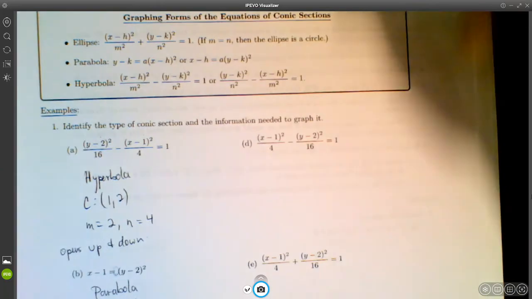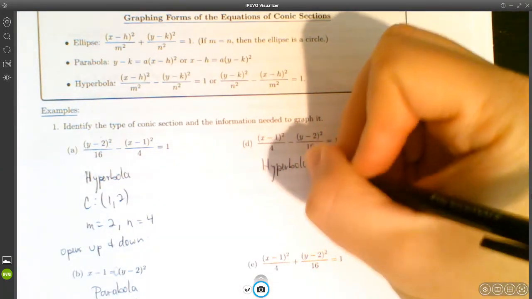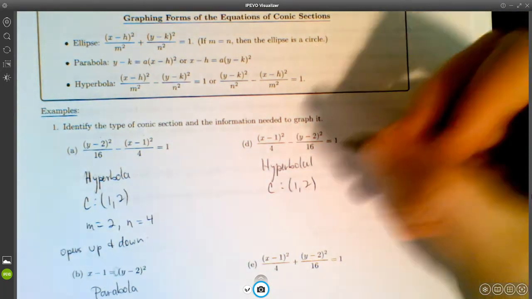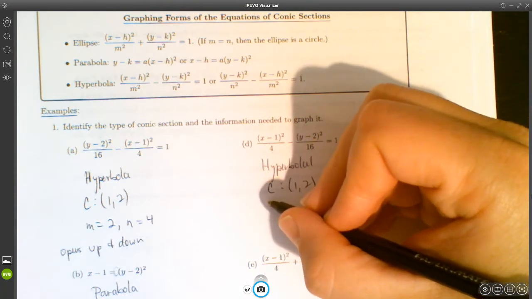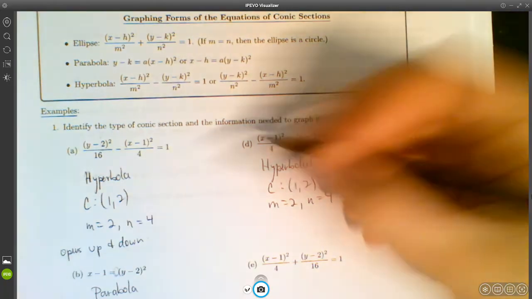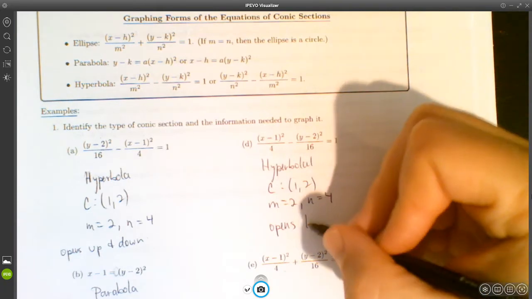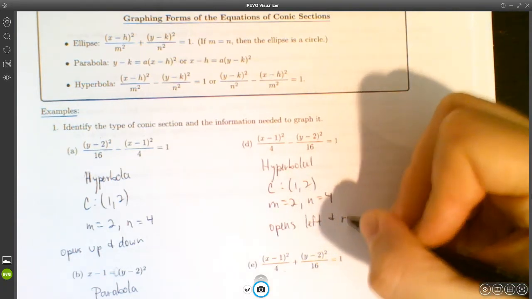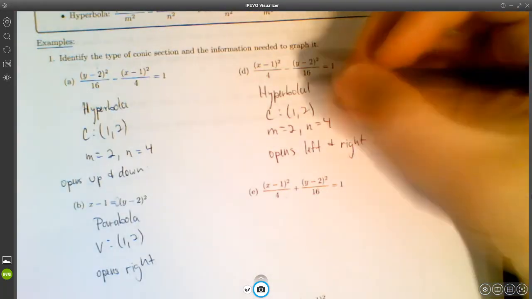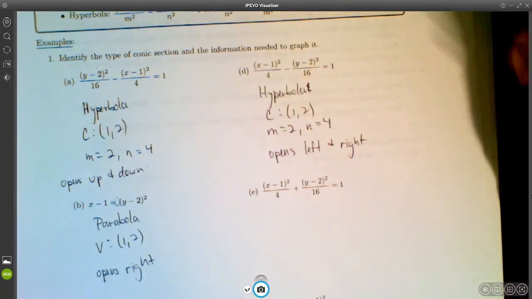This one's a hyperbola. The center is 1, 2. M is 2. N is 4. So it's almost exactly like part A. But this one opens, since the x group leads, left and right. Ooh, look at how I spelled hyperbola. There's no other L, it's just hyperbola.